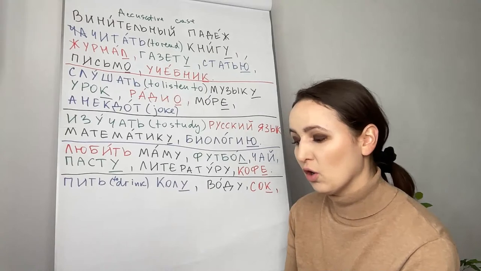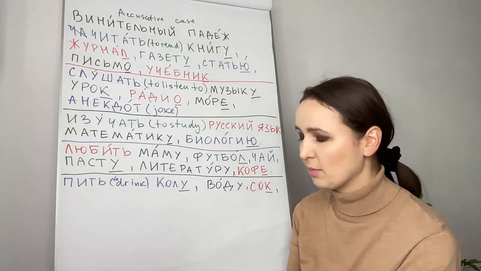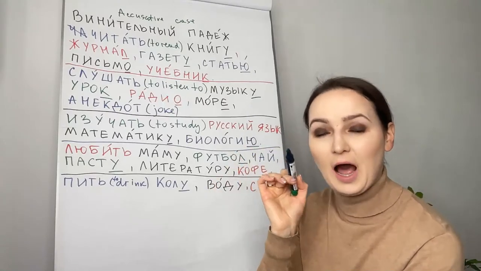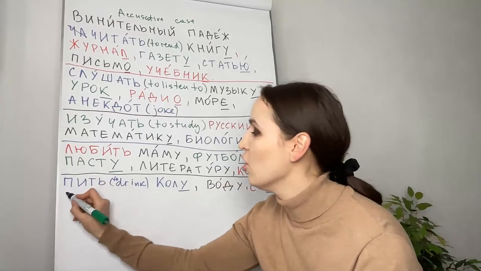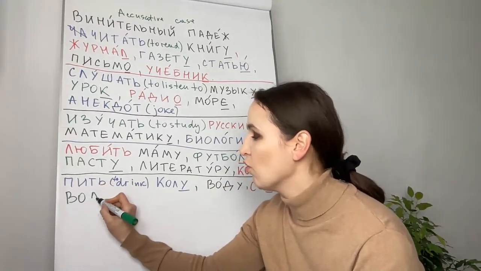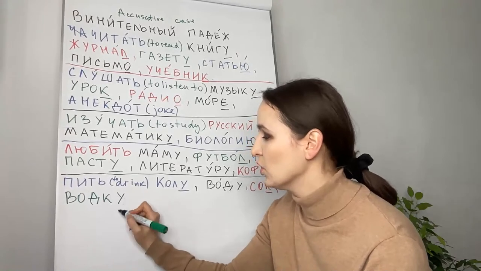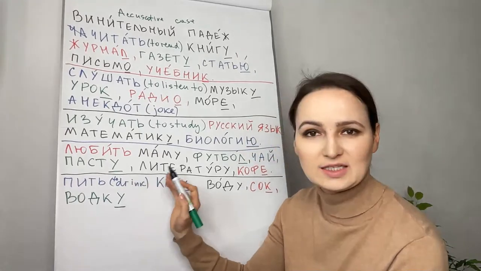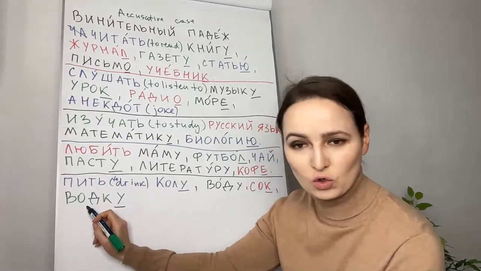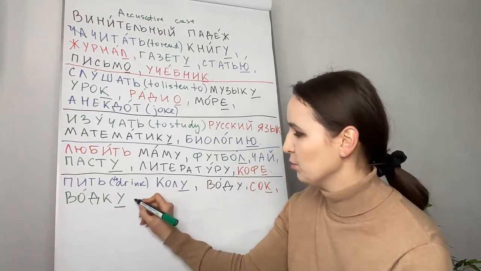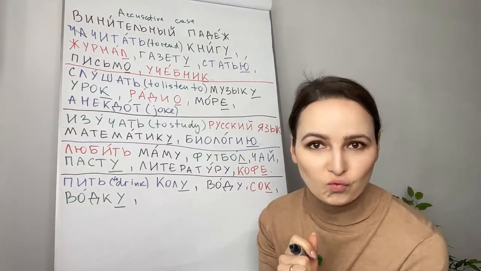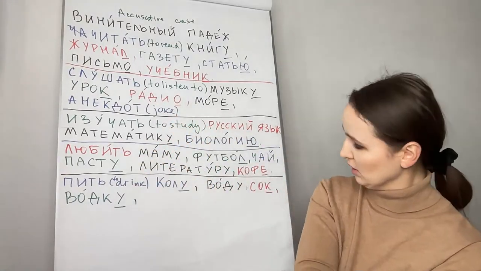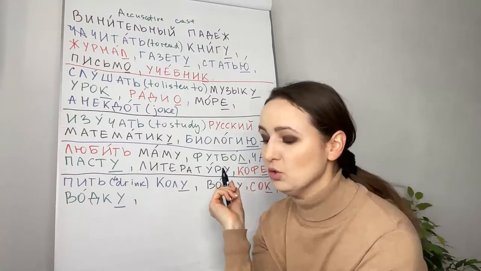Хорошо, дальше. Пить, to drink водка. For example, водка, the ending is а, so we have to replace а with у to make it accusative. Водку. So we replaced а with у to make this noun accusative. Пить водку, to drink vodka. Я пью водку, он пьет водку, and so on. Очень хорошо. Пойдем дальше. Let's continue.